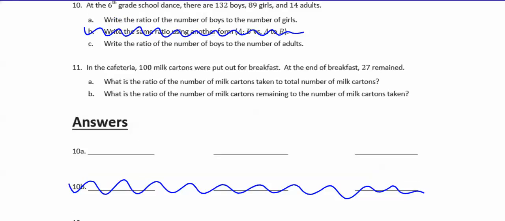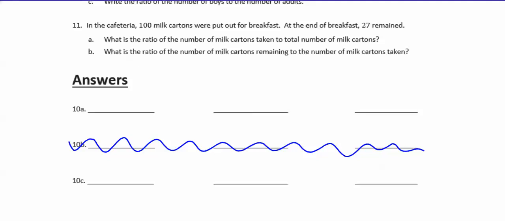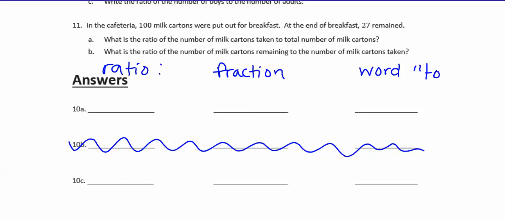All right, so what this homework assignment is going to have you do is look at a scenario, read it, and then you're going to be asked to write a ratio based on the information they have given you. All right? What I want you to do is write that ratio in 3 different forms. So the first form we're going to write it in is ratio form with the colon. The second form we're going to do is fraction form. And the third form is what? Word form. Very good, with the word to.